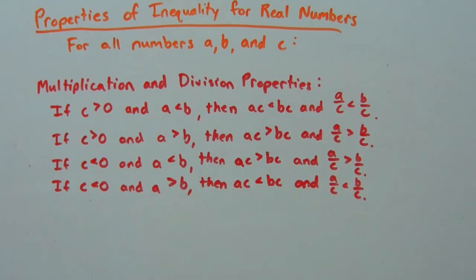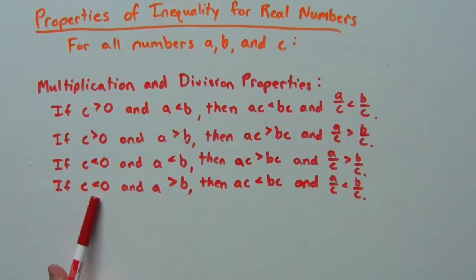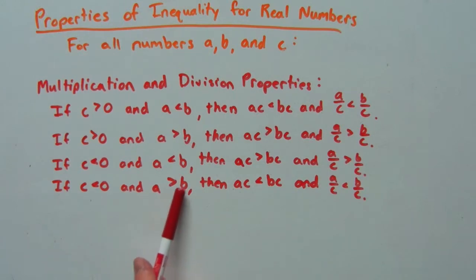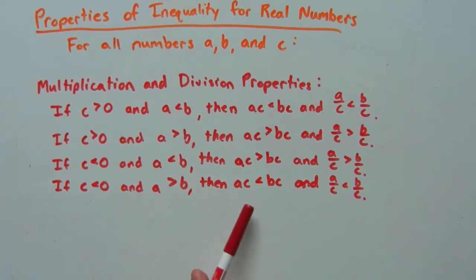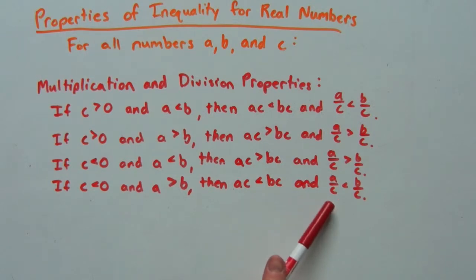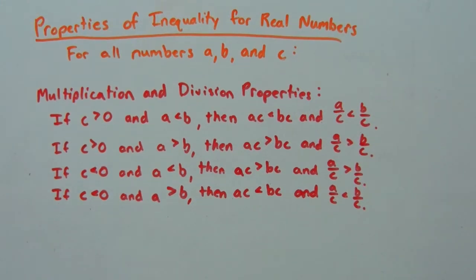Our last and final case is if C is less than 0 and A is greater than B. Then A times C is less than B times C, and A divided by C is less than B divided by C. So those are the properties of inequality for real numbers. We have the comparison property, the transitive property, addition property, subtraction property, multiplication property, and division property.